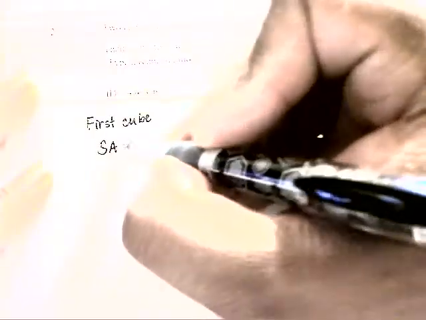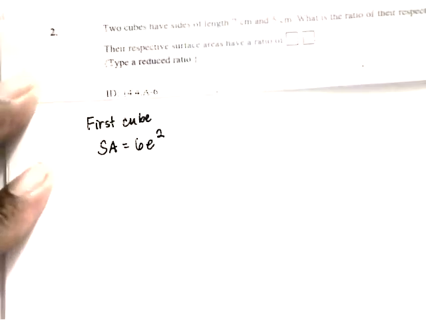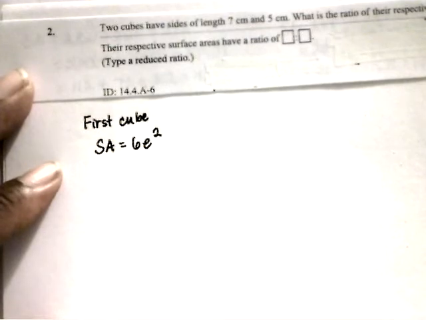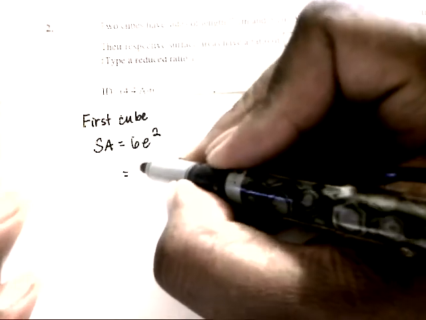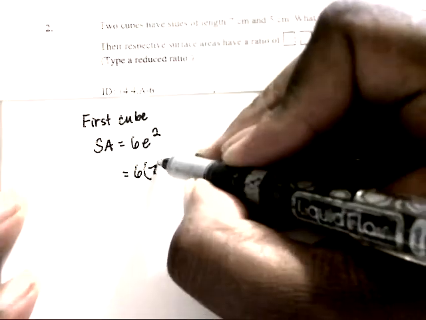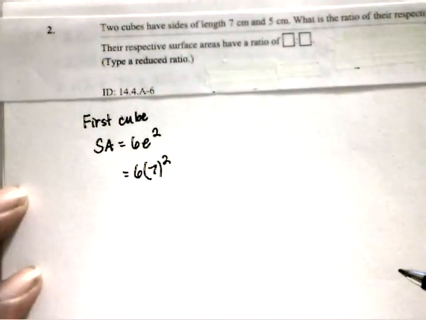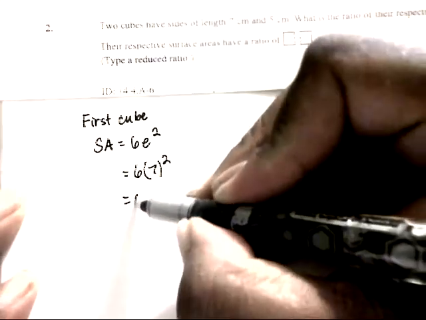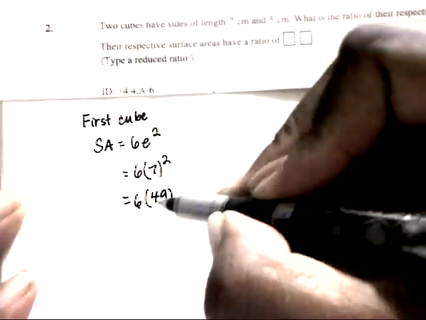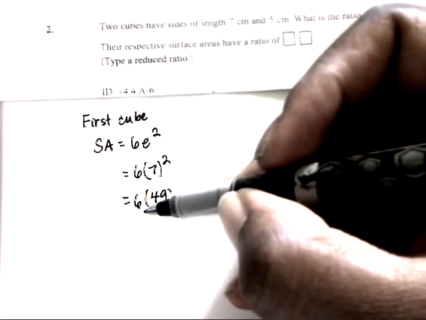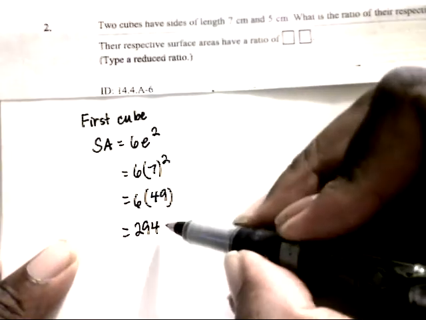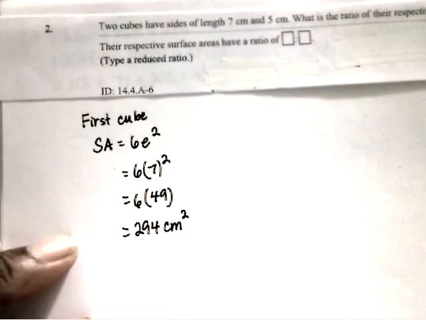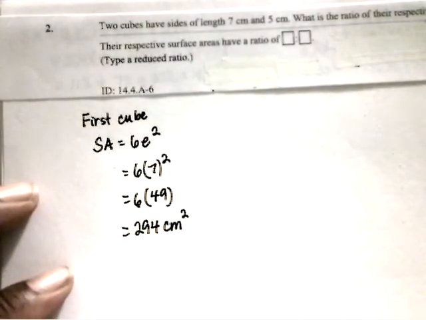The surface area of any cube is going to be 6e squared, where e represents the edge of that particular cube. The first cube is 7 centimeters, so we're going to have 6 times 7 squared. 7 squared is 49, and then 49 times 6 is 294. That's 294 square centimeters, the surface area of that first cube.